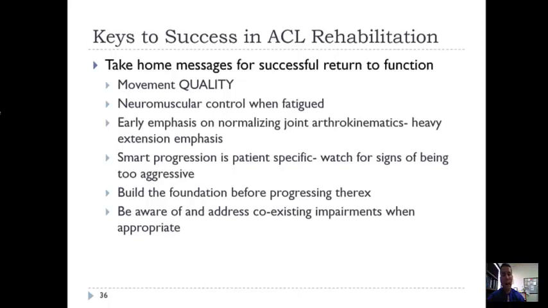Got to get the extension back. Got to watch that you're not pushing them too hard. If they're flaring up a lot, you've got to back off a little bit because when they're flared up, it's really hard to progress.